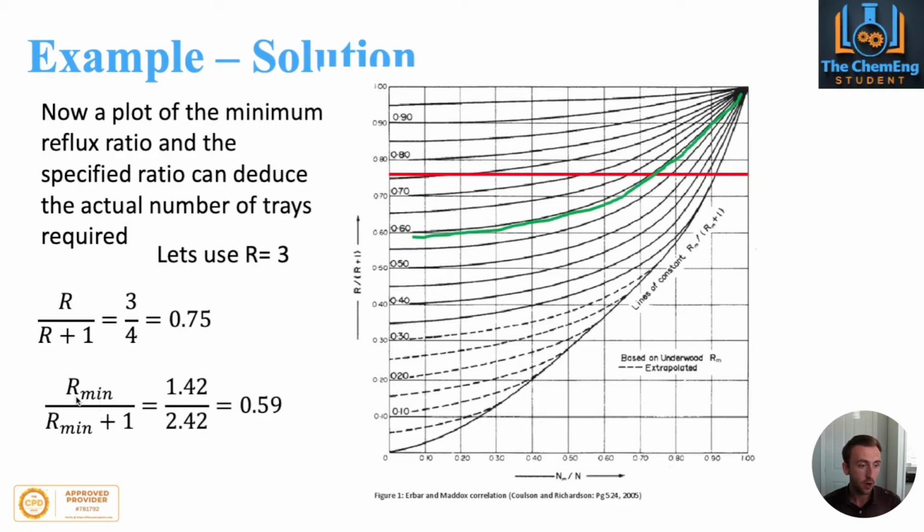And then we have R min divided by R min plus 1, that's going to give us 0.59. So on our y-axis, we have R over R plus 1, so that's going to be the 0.75, that's our red line. Now our R min over R min plus 1 is 0.59, so that's these curved lines here.